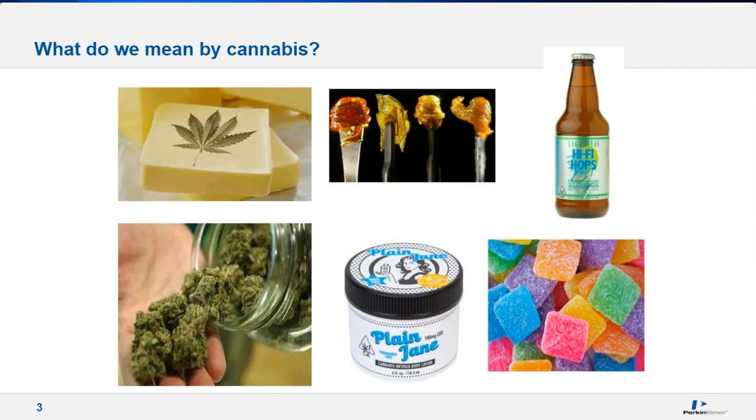So when I talk about cannabis and those related products, what do I really mean? Well, there are a variety of forms that can be found on the market, from flour, butter, concentrates, edibles, and ointments.